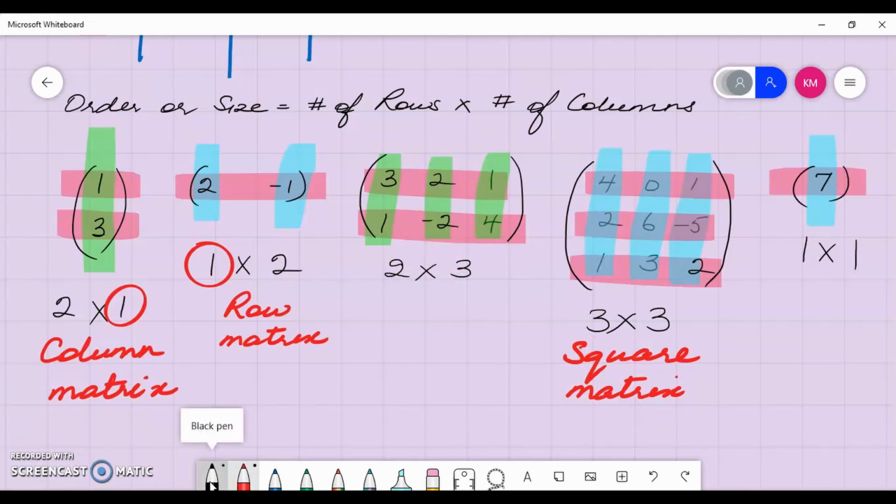Now, one more type of matrix to note is equal matrices, right? Two matrices are said to be equal if their corresponding elements are equal, right? So this matrix here is going to be equal to this matrix here simply because their corresponding elements are equal. And that there is a basic introduction to the topic of matrices.